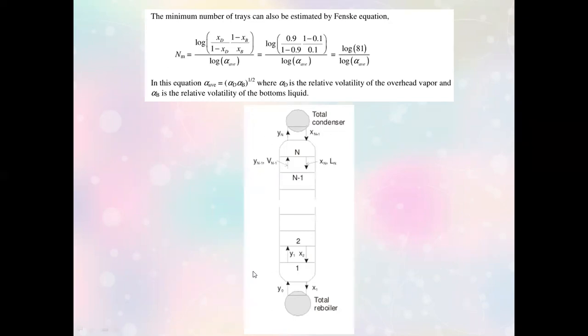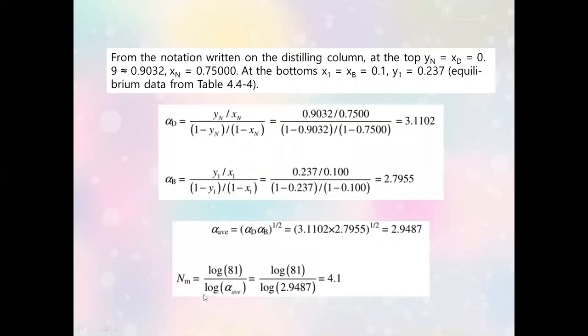And this is the column simplified. So the condenser was placed on top and the reboiler was placed here at the bottom. Now I'd like you to read this. This is the detailed explanation on how the minimum number of stages was determined using the alpha of the distillate and the alpha of the bottoms liquid, referring to the geometric mean of the two. So you can see that's the geometric mean, the square root of the product. And now you have the value here.